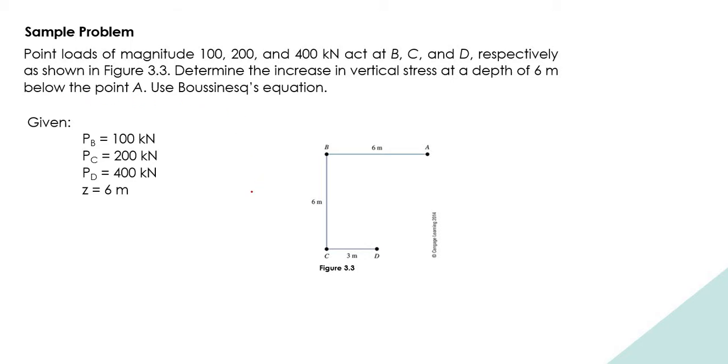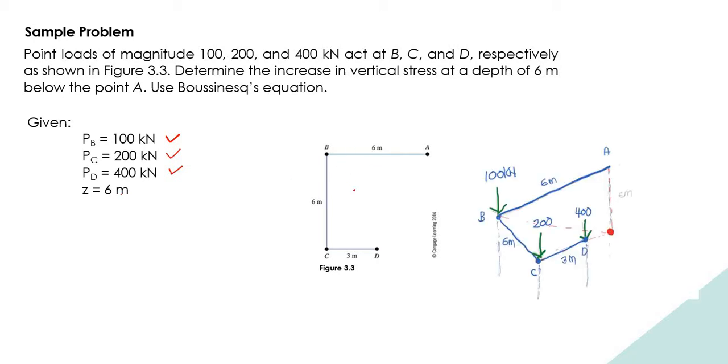Use Boussinesq's equation. So you have here the point load applied at the point B is 100 kilonewton. The point load applied at point C is 200 kilonewton. The point load applied at the point D is 400 kilonewton. And then we are required to get the vertical stress increase 6 meters below point A.